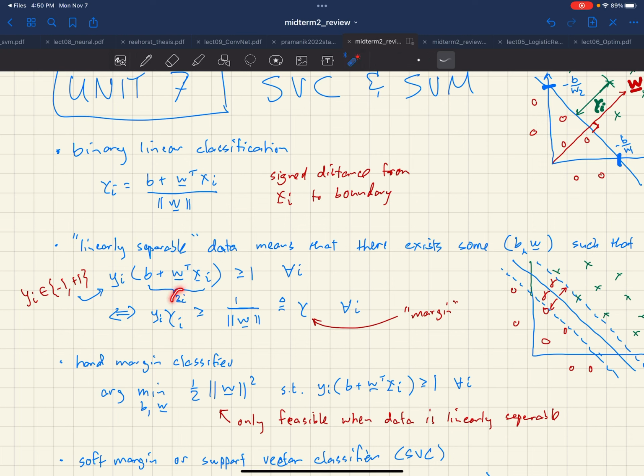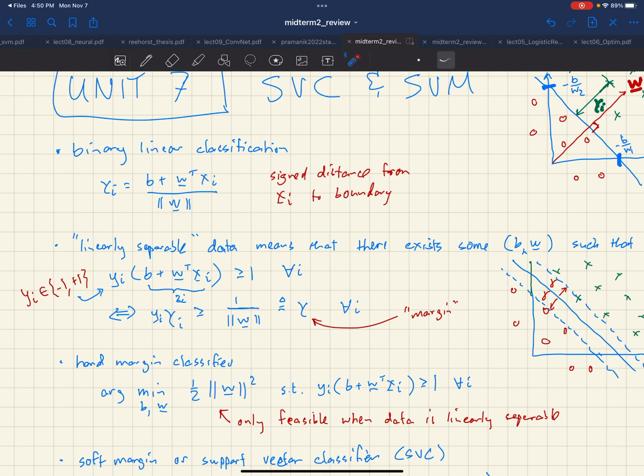You want the score times the label, or the sign-corrected score, to be greater or equal to 1 for all i. So we said that it's enough to think about linear separability this way. Notice that we're looking at a particular number on the right side, not epsilon, which allows us to come up with a b and a w that are of a particular size for this to hold.